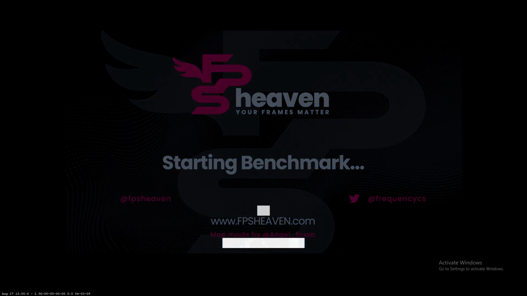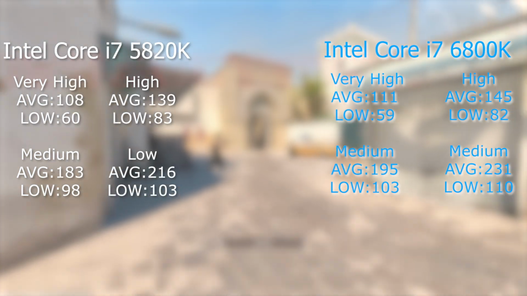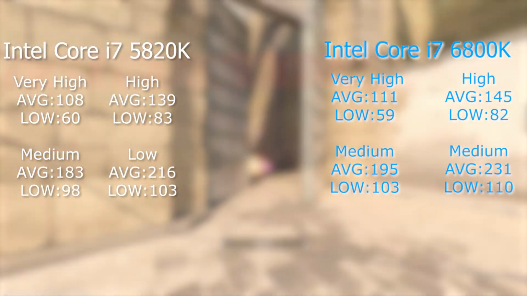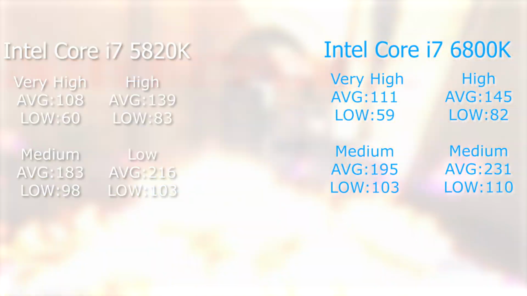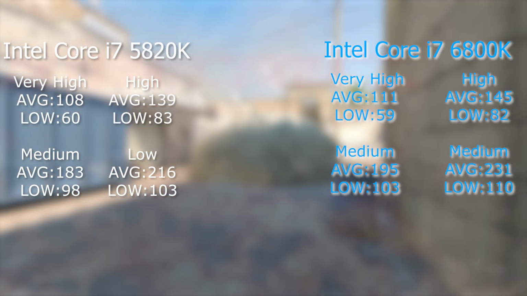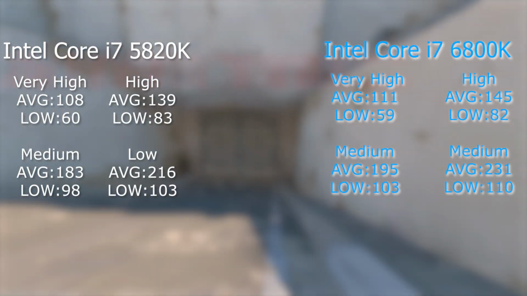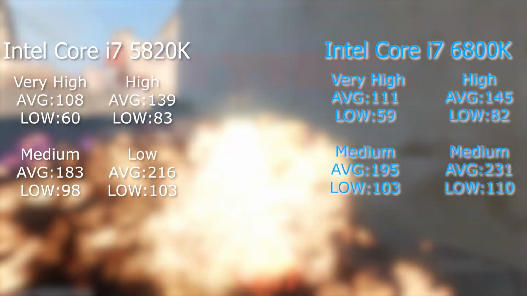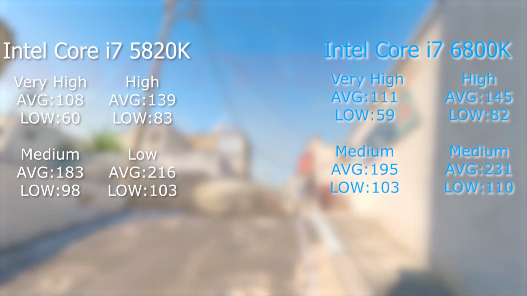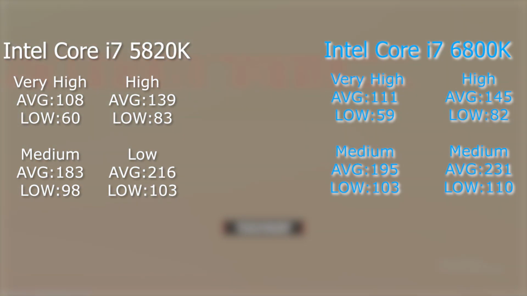Moving over to CS2, I'll throw up the metrics right here between the two CPUs. Averaged overall, we're averaging in the low 100 range, 108 to 111, and about 60 FPS for our 1% lows between the two CPUs at very high. When we move up to high, 139 to 145 FPS. At medium, we're at 183 to 195, and at low, we're at 216 to 231.